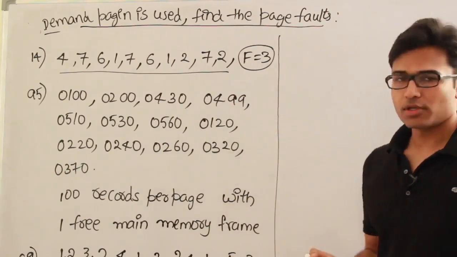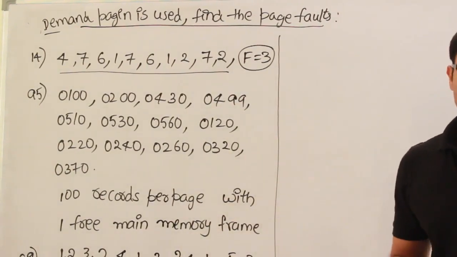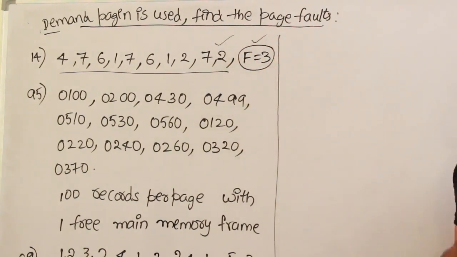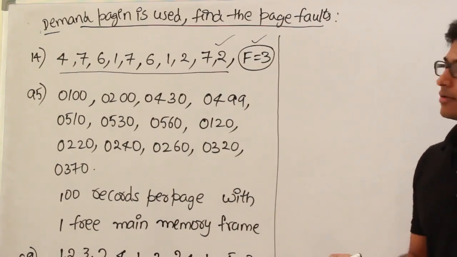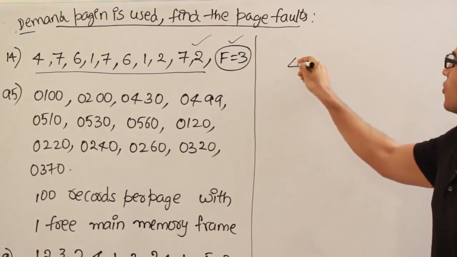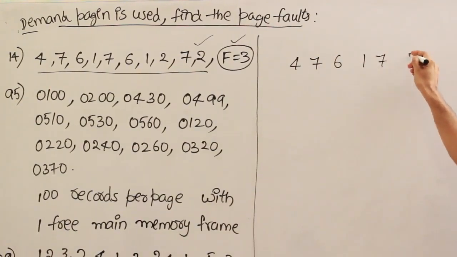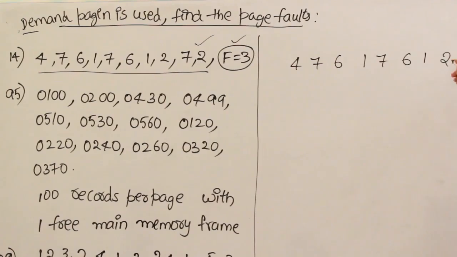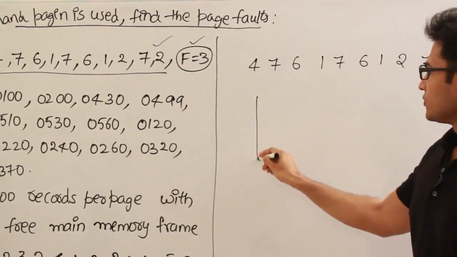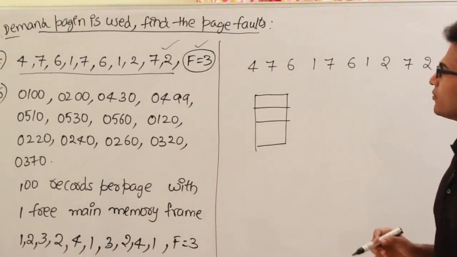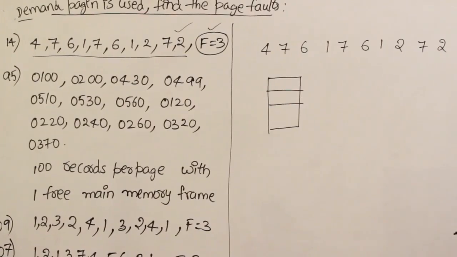It was asked in GATE 2014. You can read the complete question in the question paper, but anyway, this is a summary. They give you a reference string and a number of frames available, and using these frames we are supposed to run the algorithm and find out how many page faults there are. The reference string is 4, 7, 6, 1, 7, 6, 1, 2, 7, 2, right? Now assume that there are 3 frames: 1, 2, 3.